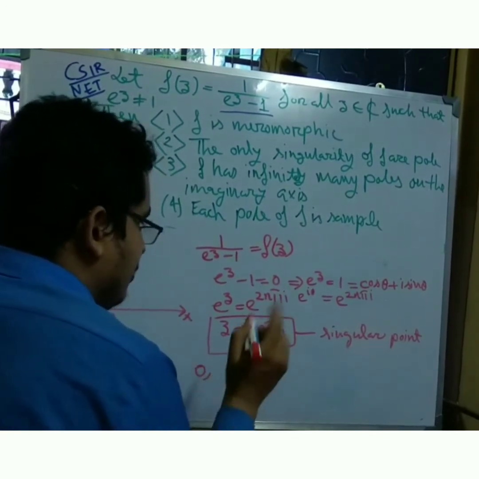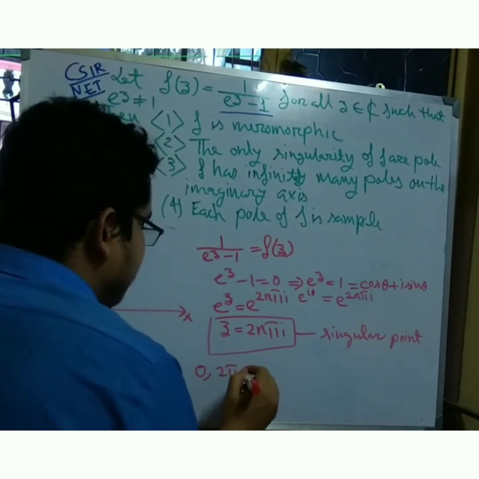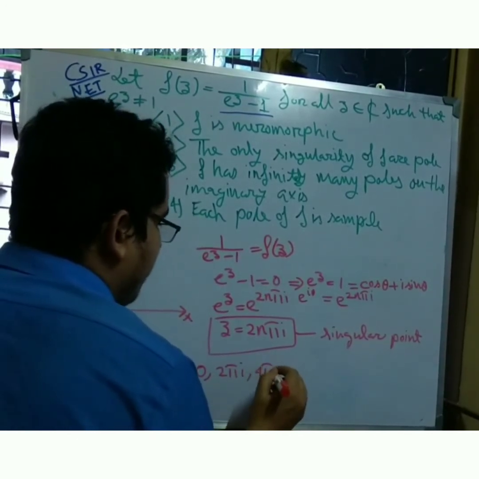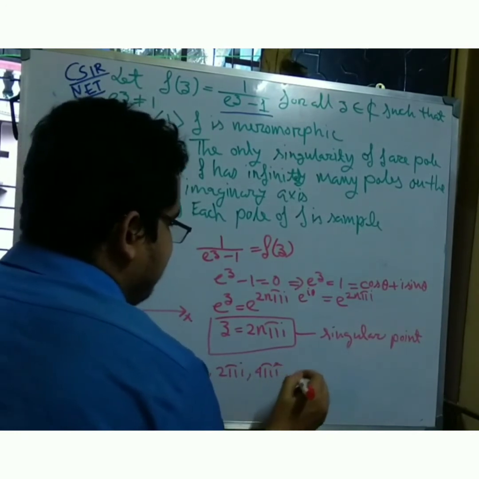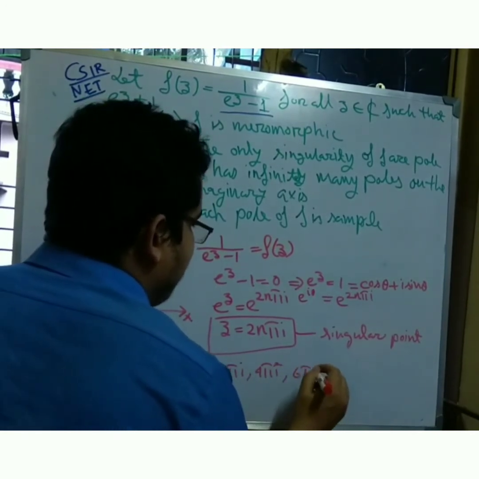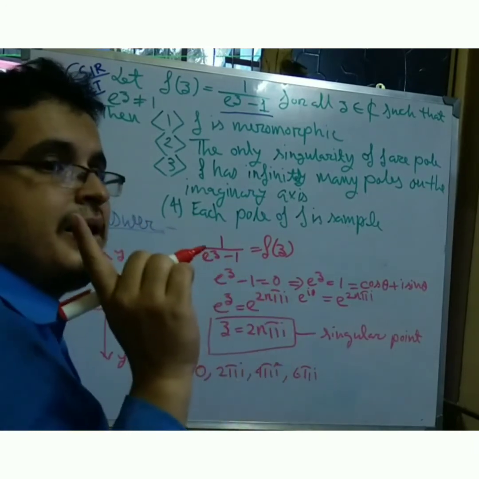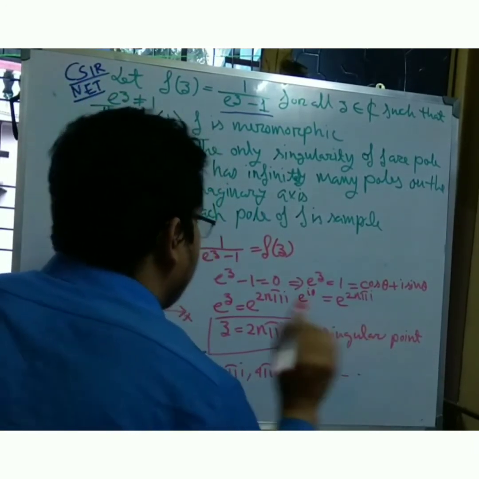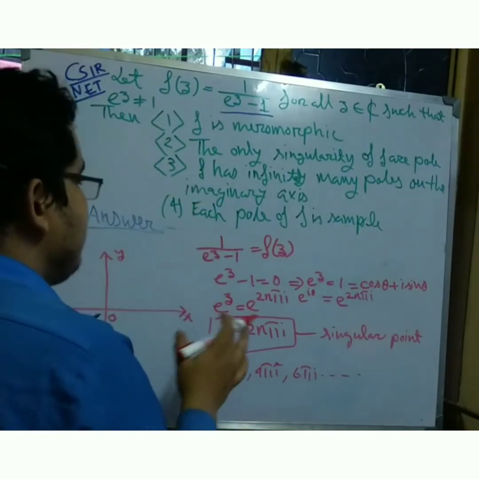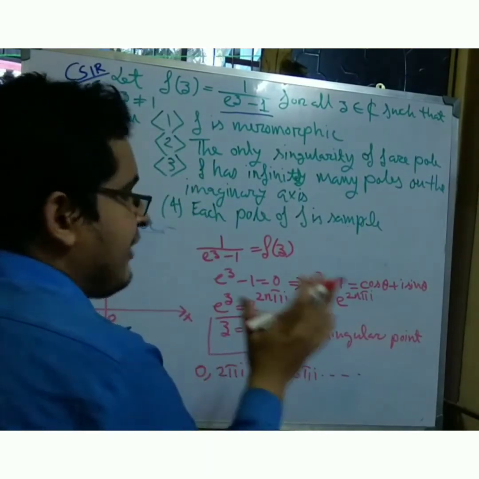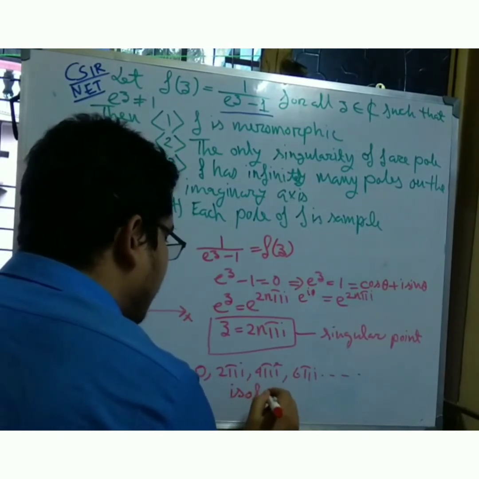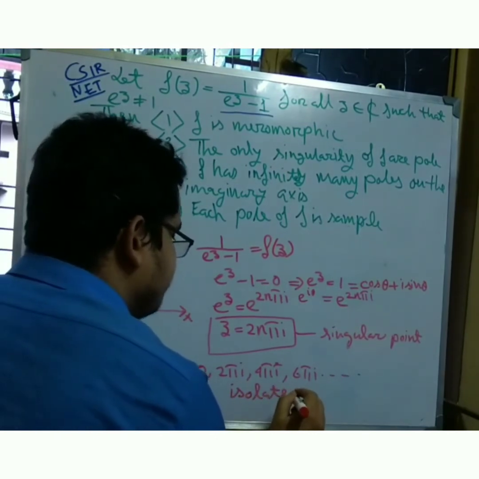One point is 0, another is 2 pi i, another is 4 pi i, and 6 pi i. These are the singular points. So friends, you will see these points are isolated. These points are isolated.